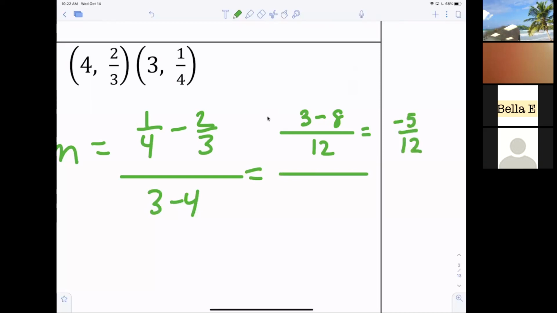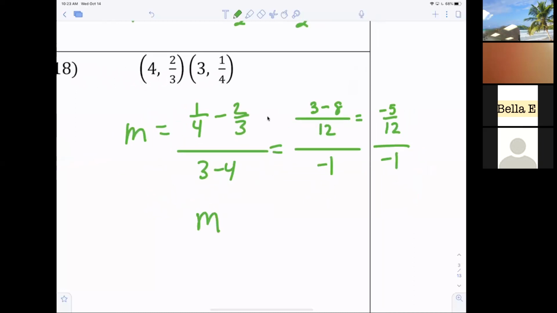Oh, I see what you're doing. 3 minus 4 is... divided by... Now what's a negative divided by a negative? Positive. And anything divided by 1 is that fraction. So the answer to this problem is my slope is just what? 5/12. My slope is 5/12.